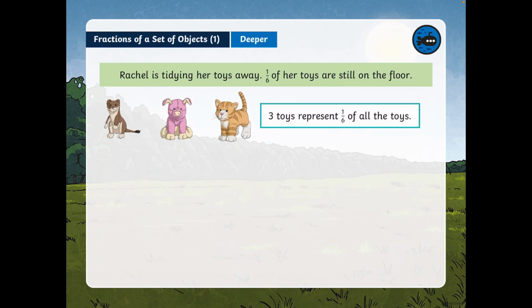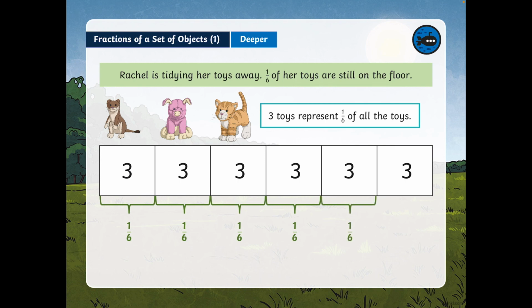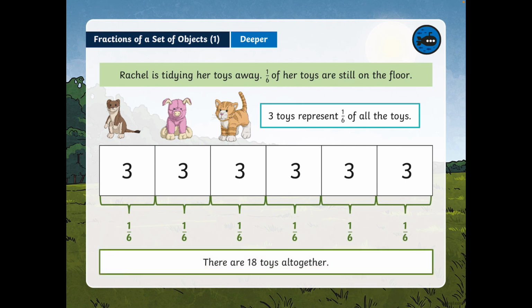3 toys represent 1/6 of all the toys. How many toys does she have altogether? That's right, we need to do 6 lots of 3. Now we have 6/6. There are 18 toys altogether. Can you see how your times tables are really helpful here?